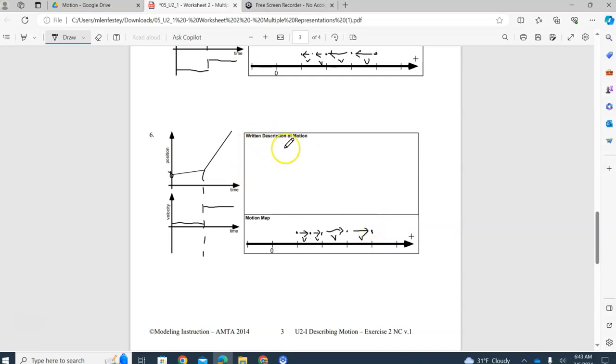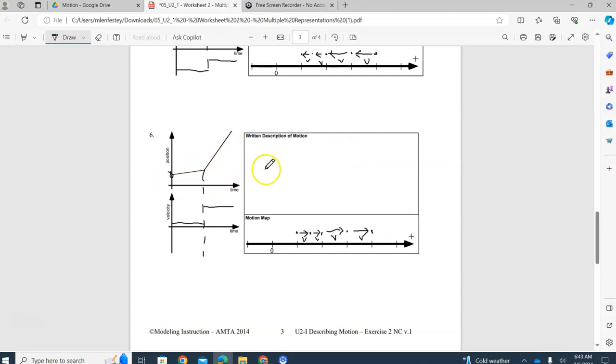Okay, so I'd have to say where it starts. So I'll say it starts in front of 0. I have to say which direction it's moving. So it's moving in the positive direction. I have to say how it's moving, like speeding up, slowing down, constant speed. So I'd say constant speed, constant slow speed, because I have to compare it to this one.